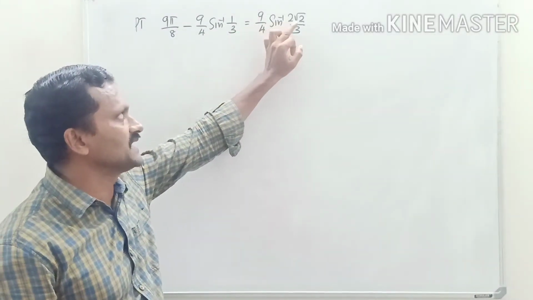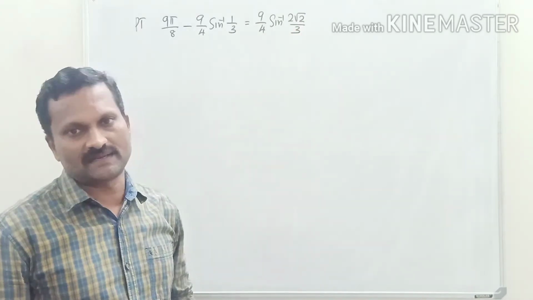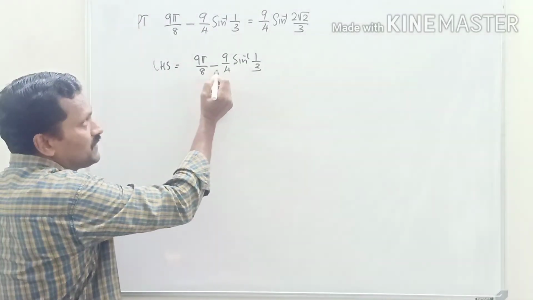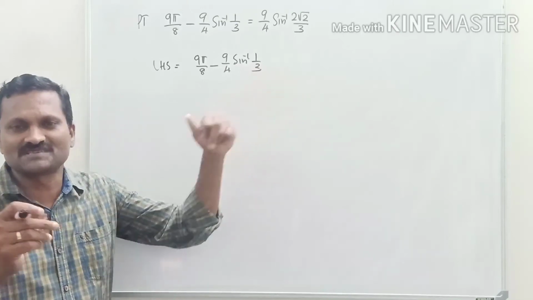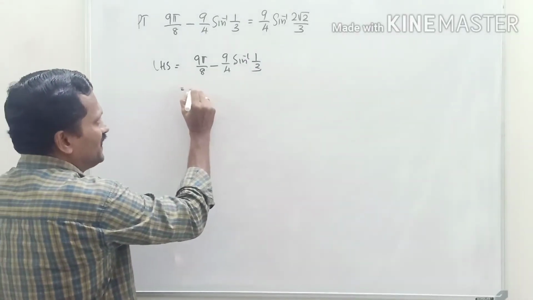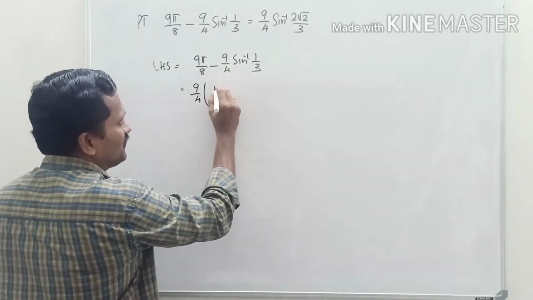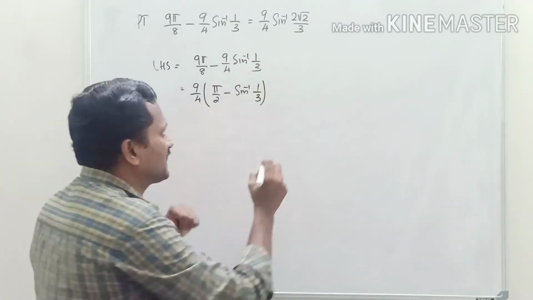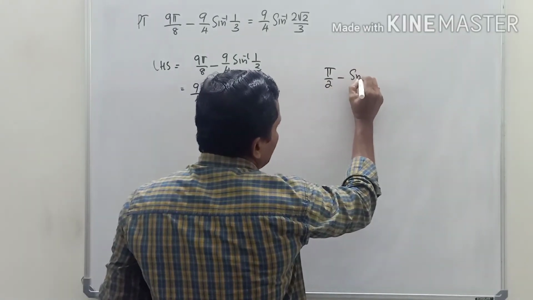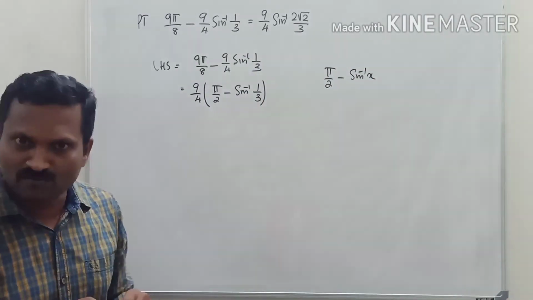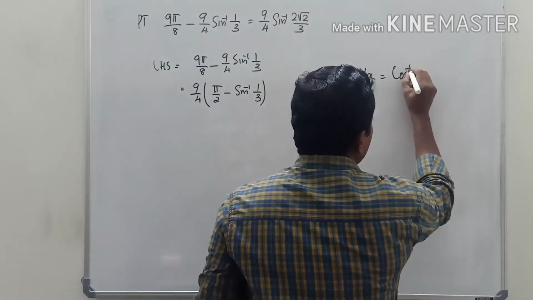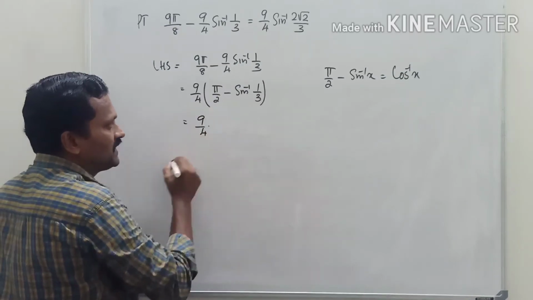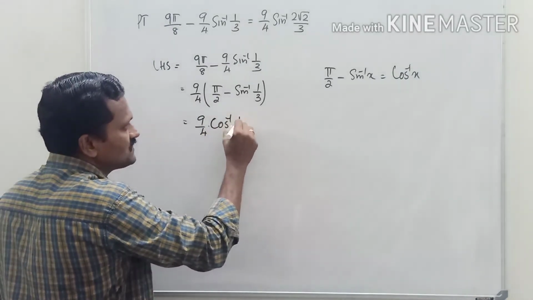Prove that 9 pi by 8 minus 9 by 4 sin inverse 1 by 3 equal to 9 by 4 sin inverse 2 root 2 by 3. We begin the answer from LHS. What is the LHS? 9 pi by 8 minus 9 by 4 sin inverse 1 by 3. Here 9 by 4 is common, so we can write it as 9 by 4 into pi by 2 minus sin inverse 1 by 3. This bracket is of the form pi by 2 minus sin inverse x. What is pi by 2 minus sin inverse x? That is cos inverse x. But x is equal to 1 by 3. Then the answer is 9 by 4 into cos inverse 1 by 3.